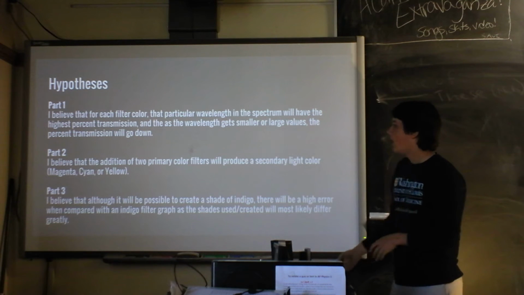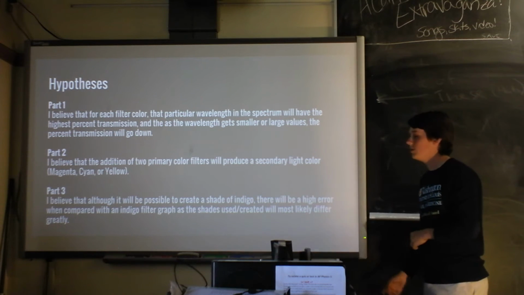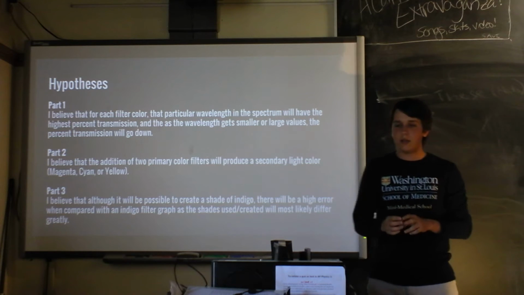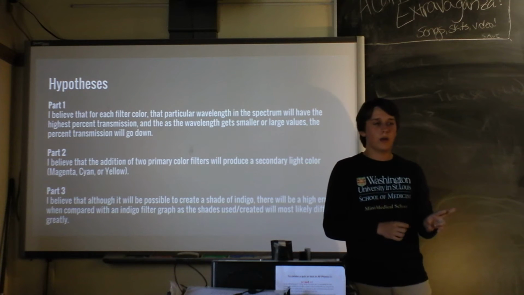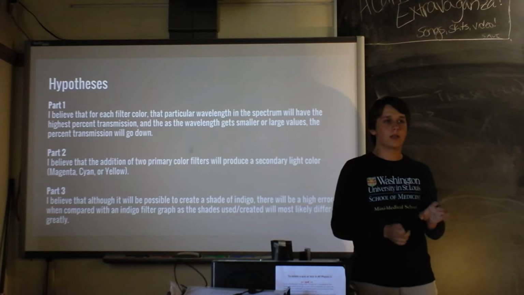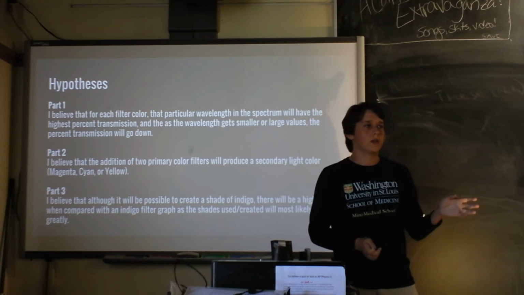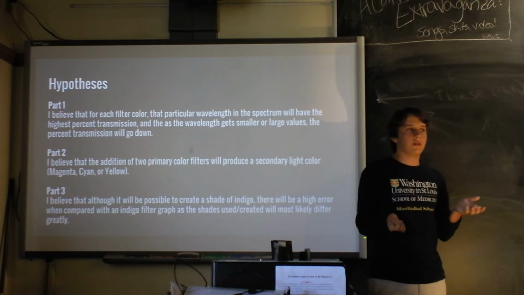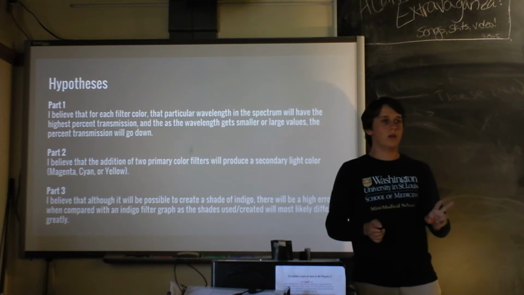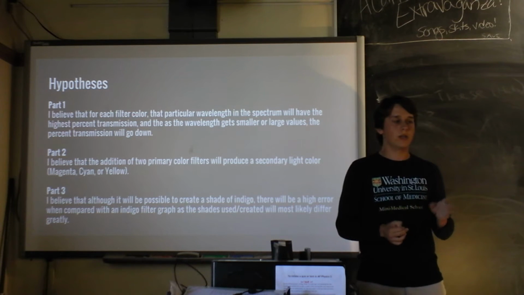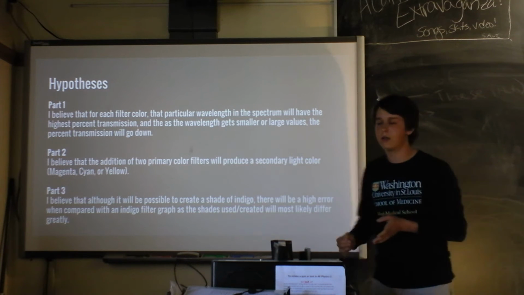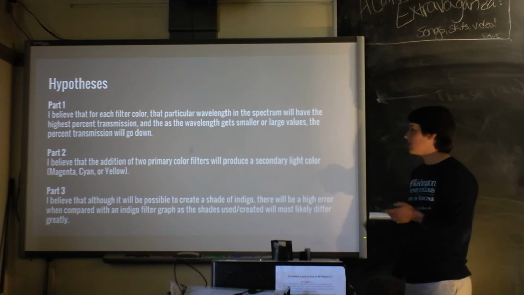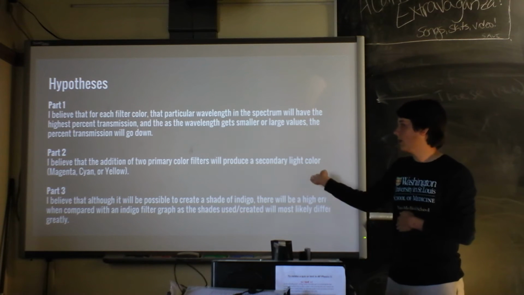And then part two is where I was adding two primary color filters together to make secondary color filters. I didn't talk about that yet, but basically by adding two primary colors of light together, you get a secondary color of light, which is magenta, cyan, or yellow. So I said that I could do that.